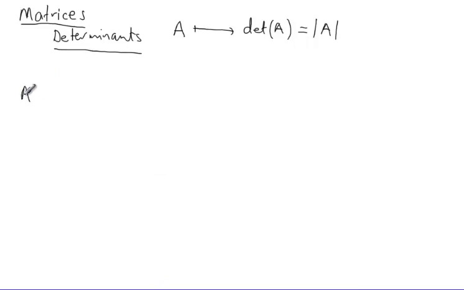Let's say we've got an A which is equal to 1, 3, 3, 2, 2, 1, minus 2, minus 1, and 4. That's a matrix. Now, I've talked about the 2 by 2. Now I'm talking about the 3 by 3. That's right. And then let's focus on it.